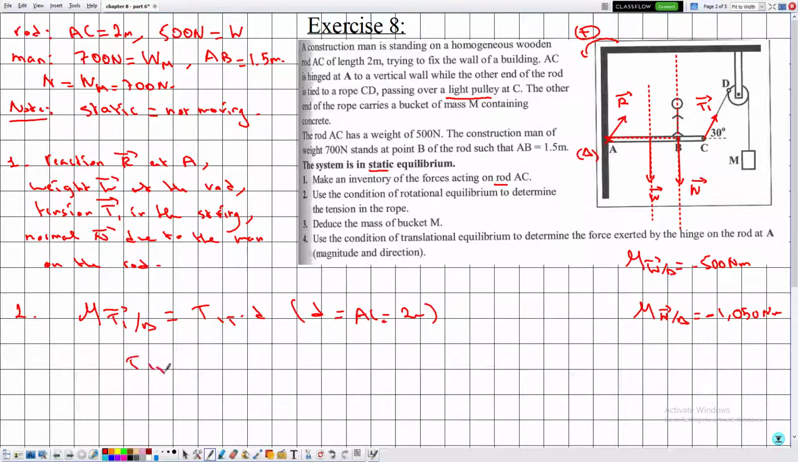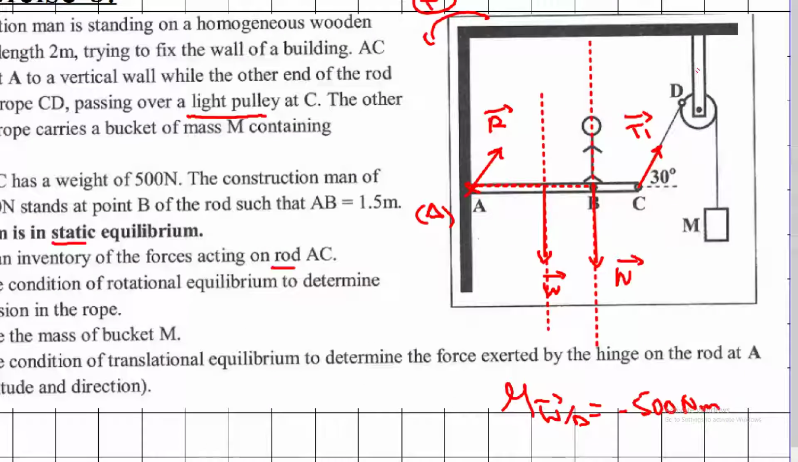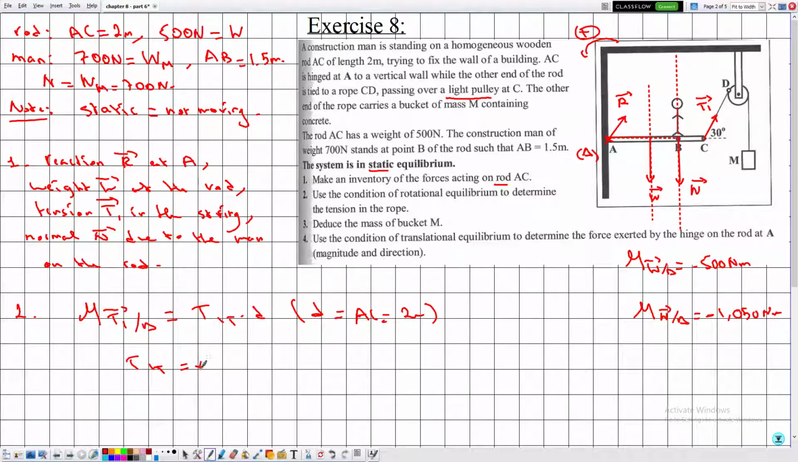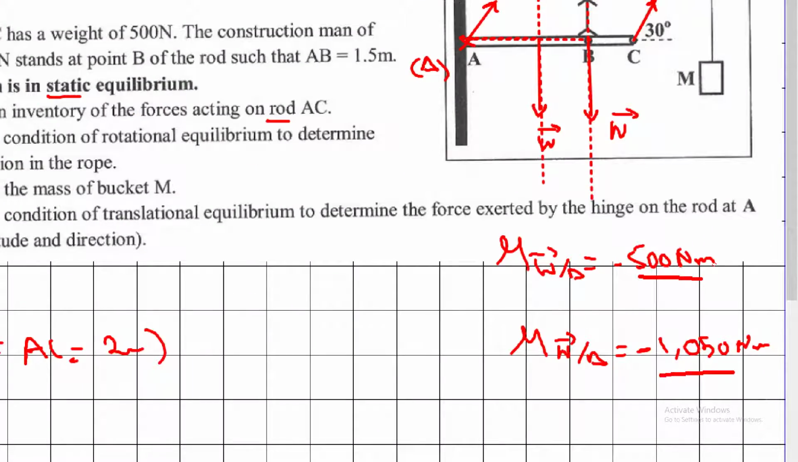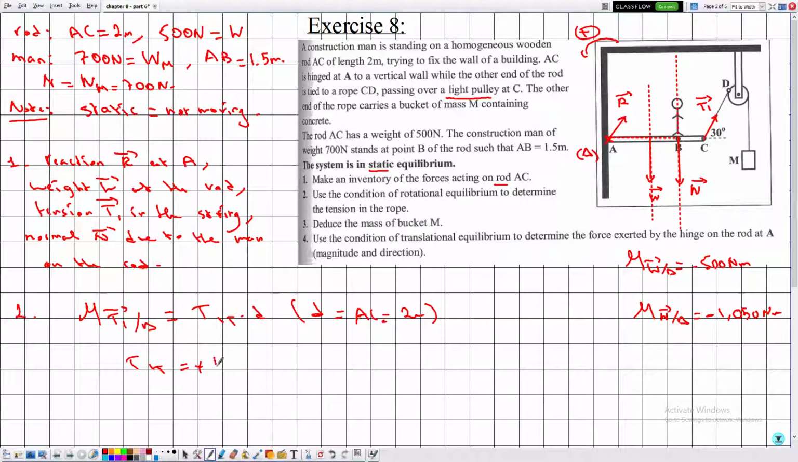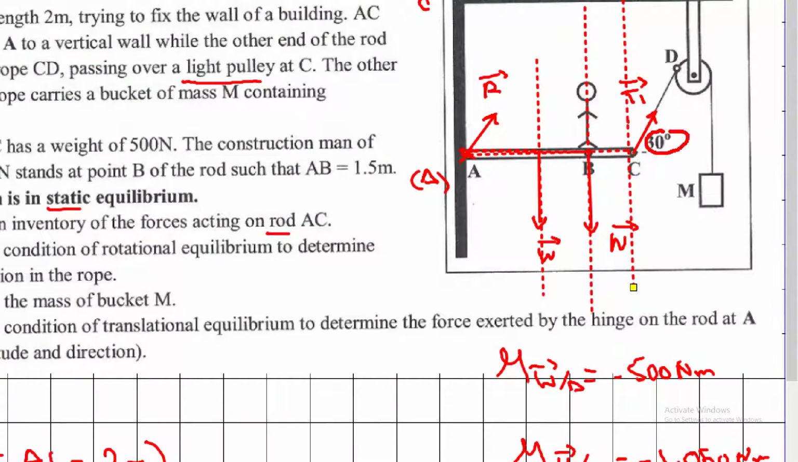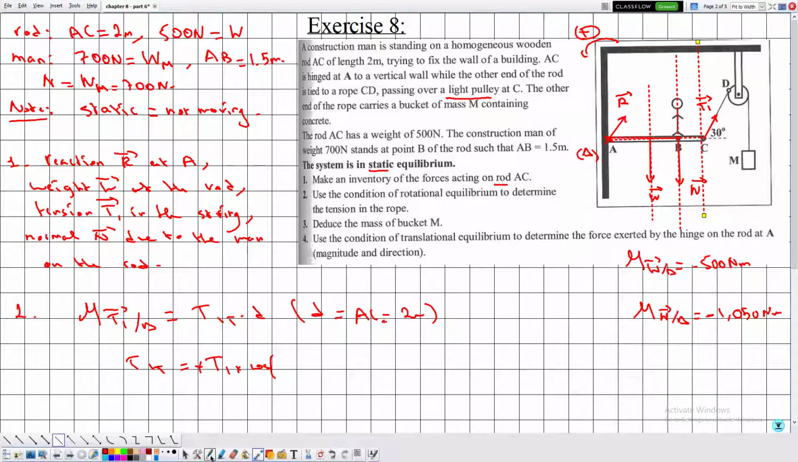Now T1 tangential is equal to either plus or minus. Notice that T1 will try to rotate the system in the positive direction, because to cancel the effect of these two to be at equilibrium, multiplied by its magnitude, which is T1, multiplied by the cosine of the angle between T1 and the tangential direction. This is the radial direction, this is the tangential direction. So if this is 30 degrees, then this angle will be 60 degrees.